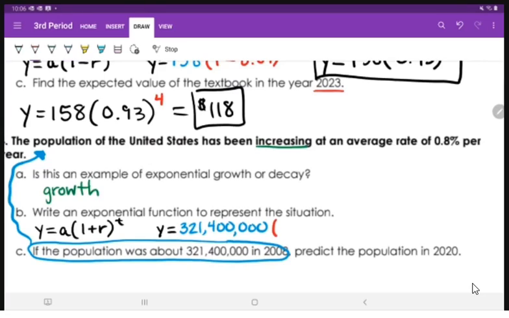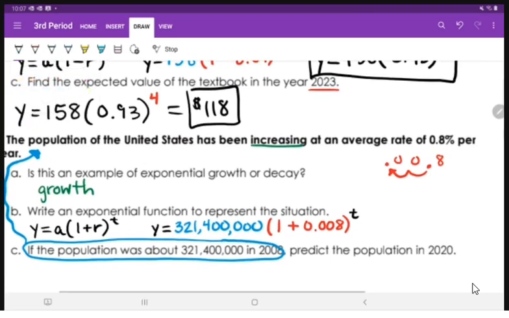And our 1 plus r will be 1 plus, ooh, this one's tricky. If we have 0.8% and we move this decimal 2 spaces to the left, we end up with 0.008. So it'll be 0.008 to the t. Be very careful with these decimal places when you're converting your rates into decimals, just because if you get that decimal place in the wrong spot, you'll end up with the wrong answer.